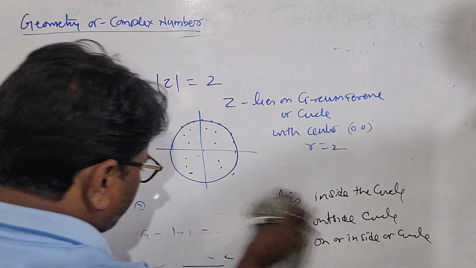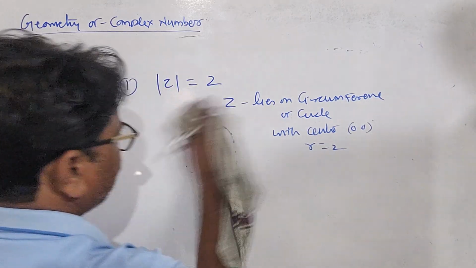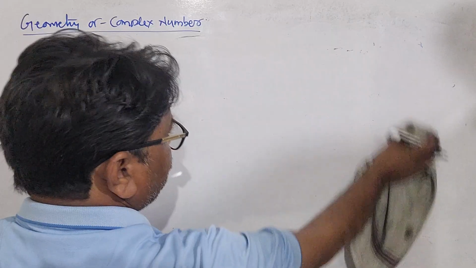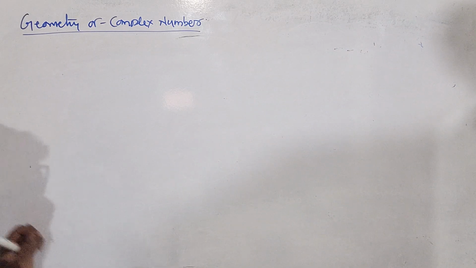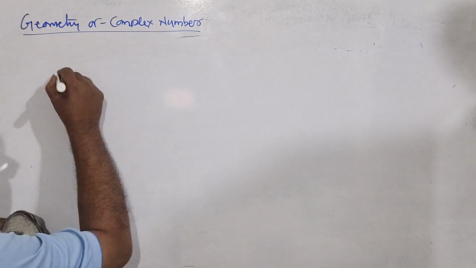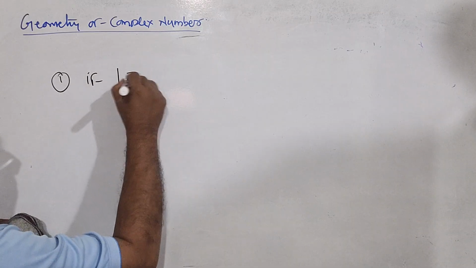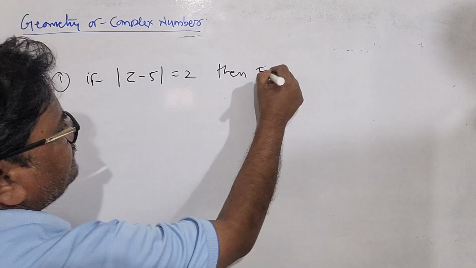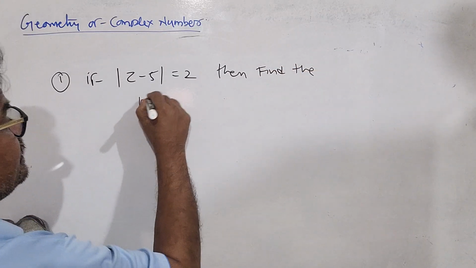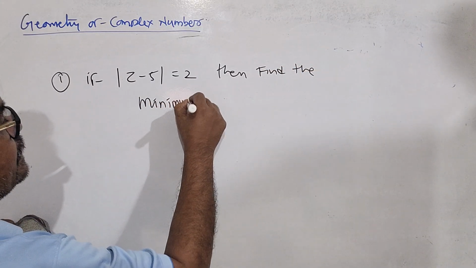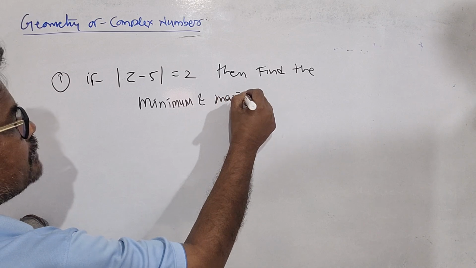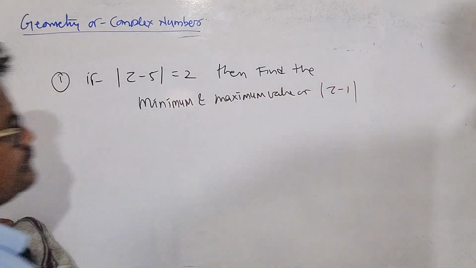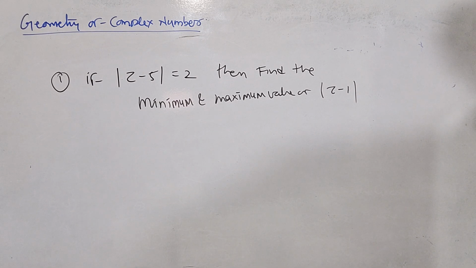Okay, fine. Now let us start with the questions. Only thing is that you have to construct circles. Okay, rough idea, rough figure only. First question is, if modulus of z minus 5 is equal to 2, then find the minimum and maximum value of modulus of z minus 1. Correct?